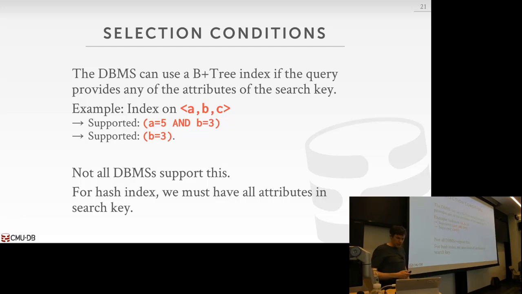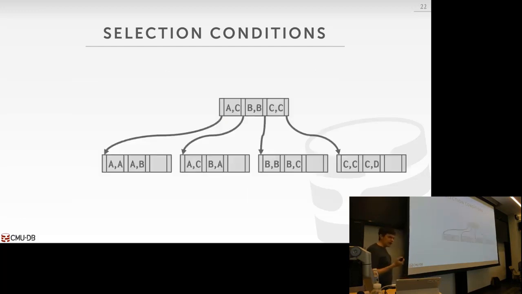So let's look at a little more concrete example. Let's say we have an index that is defined on two columns, or two attributes. This would be called a composite key. So instead of being on one column, it's actually two columns combined. And the order in which we define our index will determine what kind of queries we can do on them.